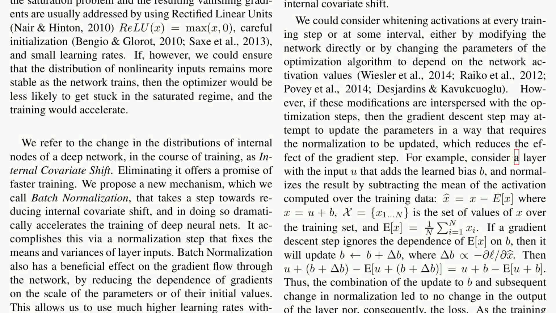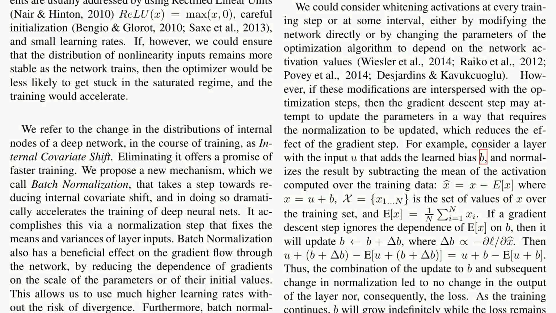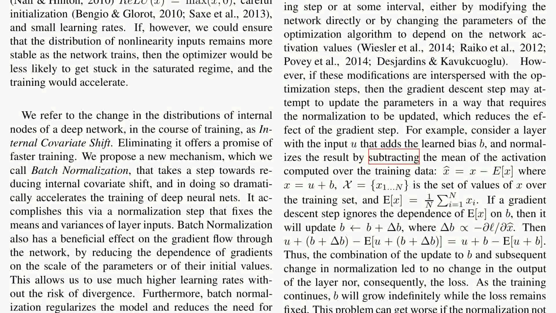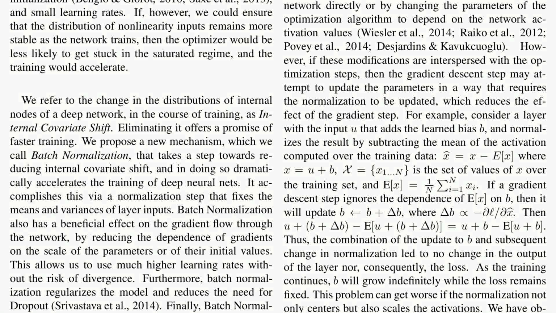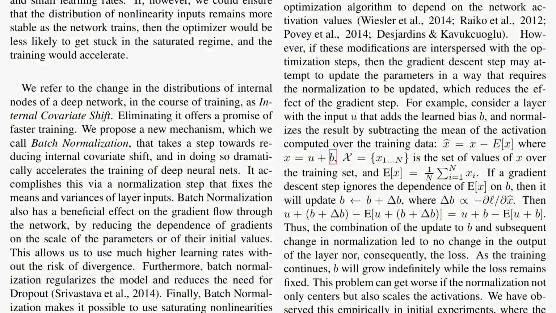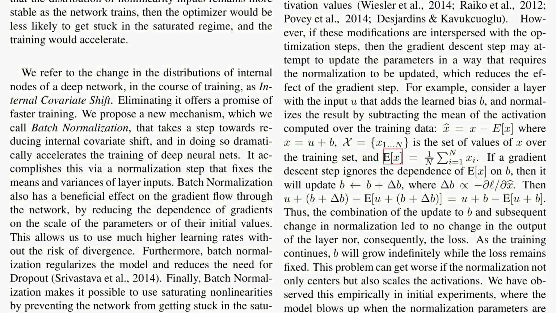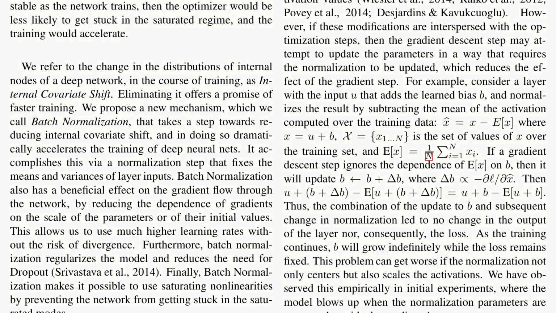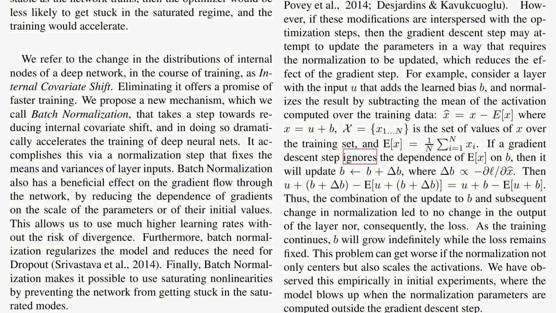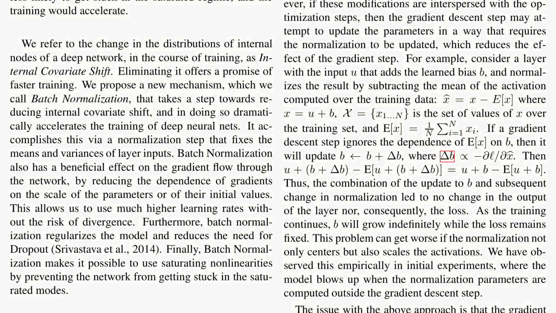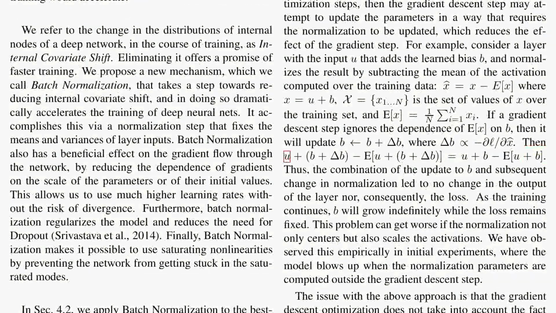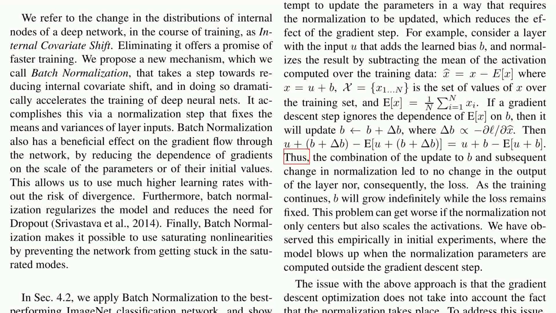For example, consider a layer with the input u that adds the learned bias b and normalizes the result by subtracting the mean of the activation computed over the training data: x̂ = x − E[x], where x = u + b, X = {x1...N} is the set of values of x over the training set, and E[x] = (1/N) Σ xi. If a gradient descent step ignores the dependence of E[x] on b, then it will update b ← b + Δb, where Δb ∝ −∂ℓ/∂x̂. Then u + (b + Δb) − E[u + (b + Δb)] = u + b − E[u + b].